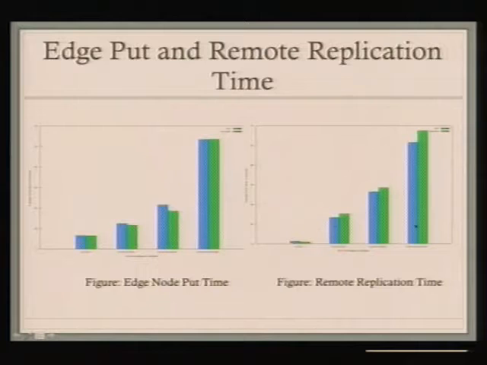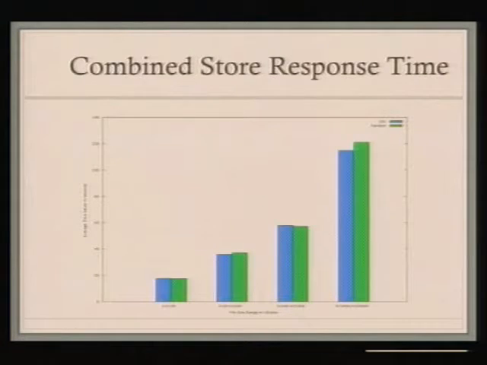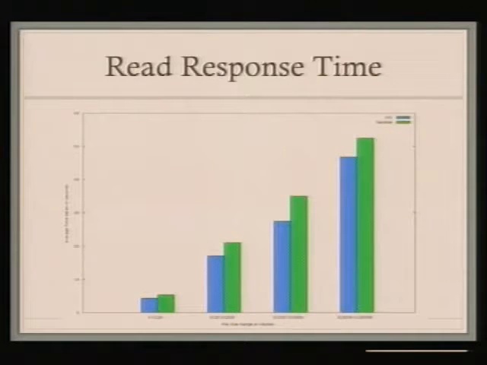But we found out that for the replication, the response time was less in the case of utilization-based selection. And also, the combined response time for random was higher than the utilization-value-based one, and the read response time was also better for our utilization-value-based candidate site selection.